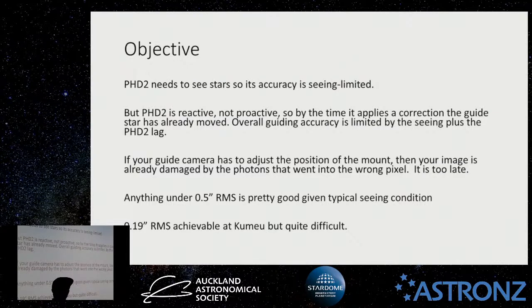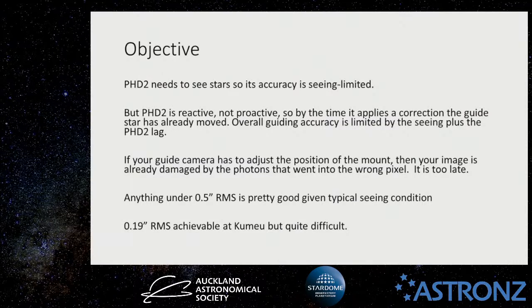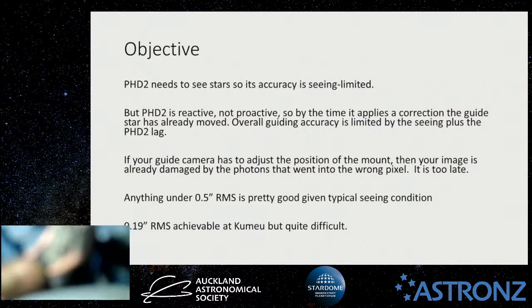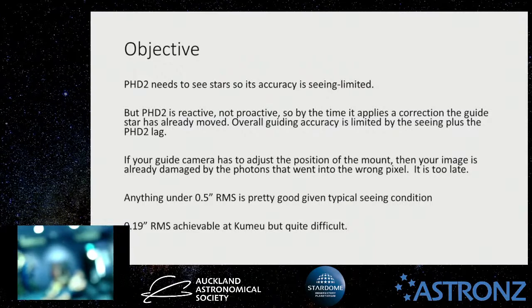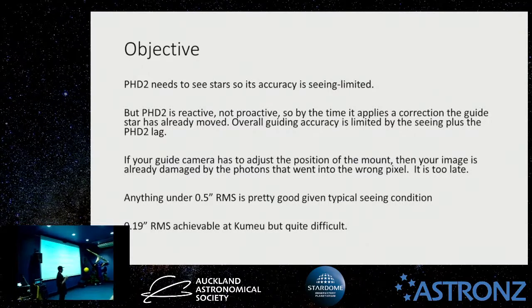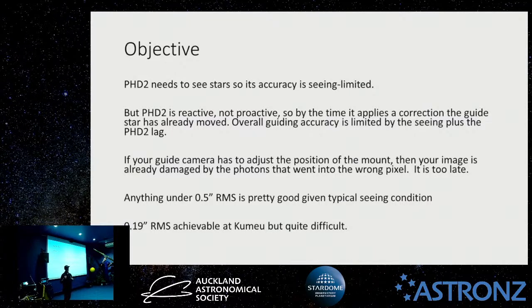So PHD2 needs to see the stars. The way that it works is that it looks at a guide star and tracks that star and moves the mount so that it keeps on perfectly tracking that star. So the accuracy is going to be limited by how well it can see the star. So it's limited for a start by the seeing, by the conditions of the atmosphere.